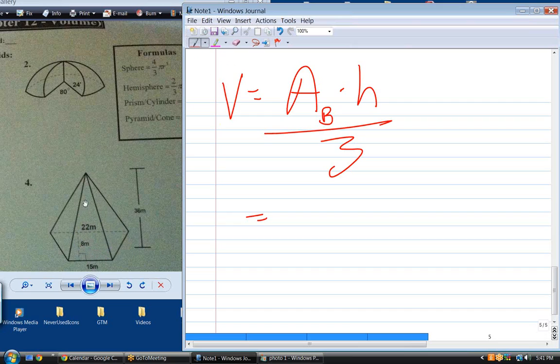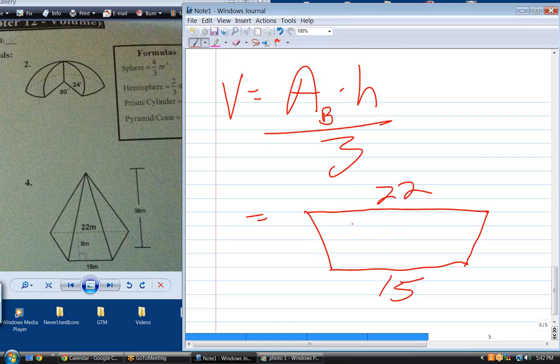In other words, when I first looked at it, I thought it was hexagonal. In other words, I thought we had a hexagonal pyramid. But we really don't. We have a trapezoid for the base. A trapezoid that looks like this. Can you see that in this area here? Yeah. Where this is 15, this is 22, and the height is 8.